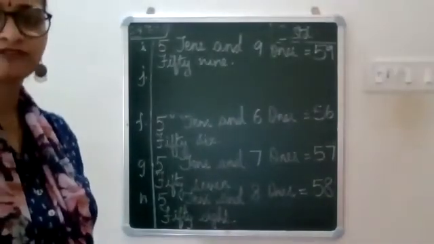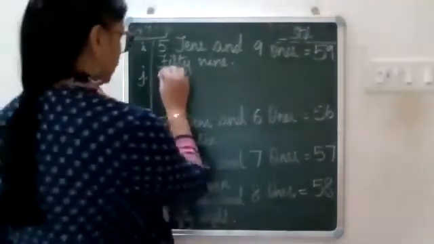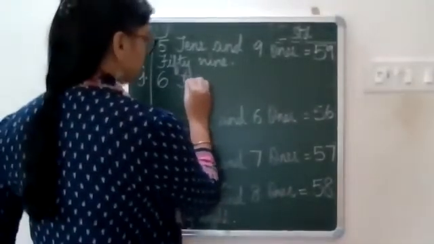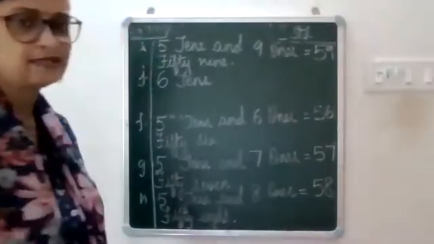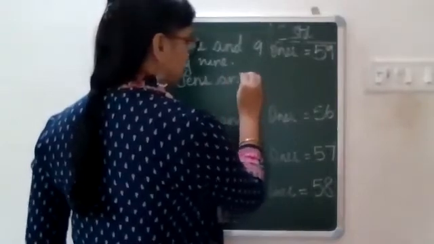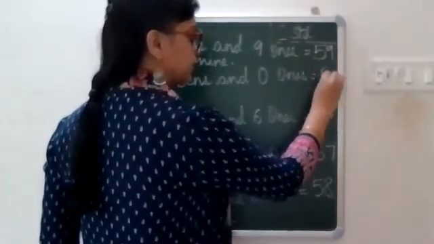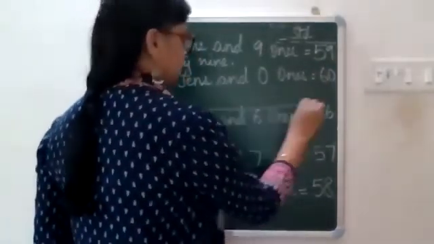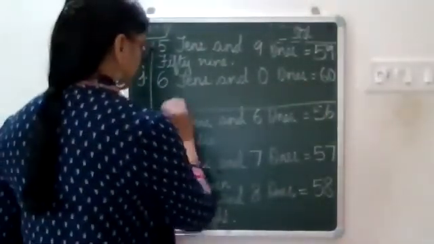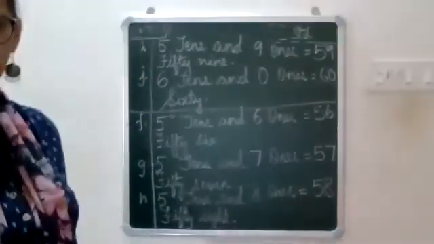Write J. After 59, which number comes? 60. Which means you're going to write 6 here. Leave a finger space. Write down capital TENS, 6 tens. Yes, very good. And 0 ones. Ones is equal to what? 60. Very good. Then leave a line. Write down capital SIXTY, 60.